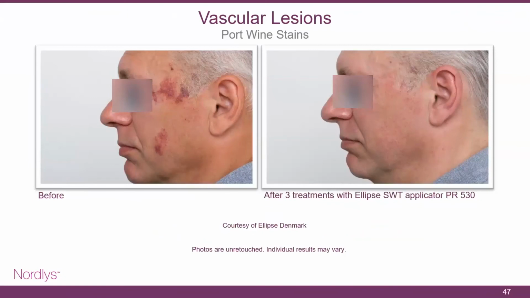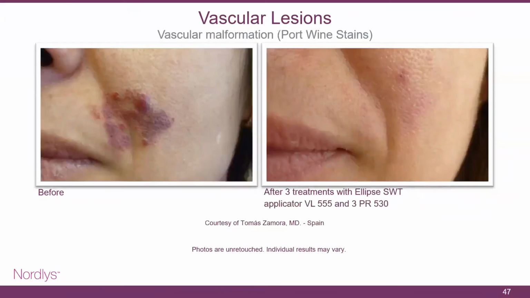Here we have another port-wine stain. So this is after 3 treatments, again using the 530. Because these vessels are quite superficial. You will find in a lot of cases port-wine stains are actually quite deep in the tissue, and then you need to look at using potentially a combination of both the 555 and the 530, which you can see in this instance here.